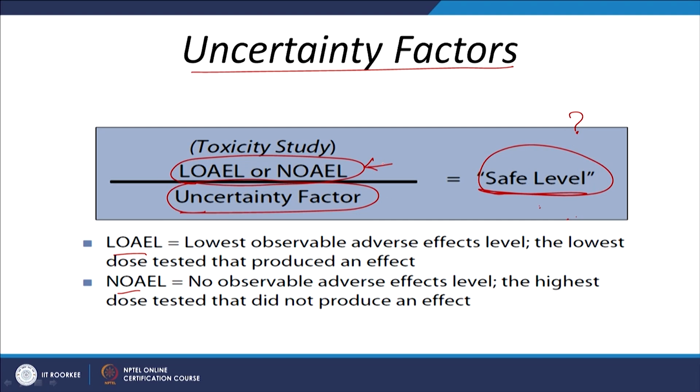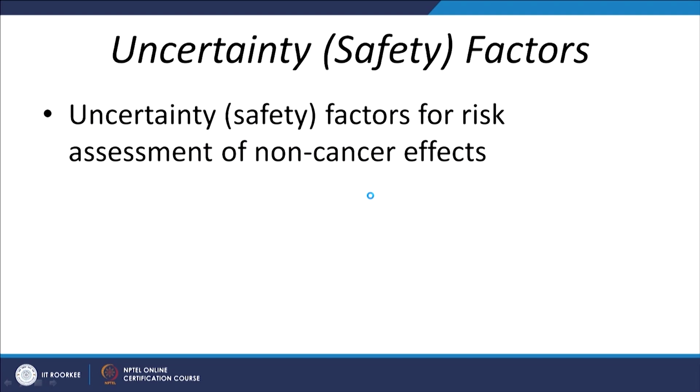So how do I come about the safe level? The safe level here refers to the safe level for humans. We are trying to estimate the safe level in humans based on the relevant experiments or studies on animals. So how do I do that? By dividing the LOAEL or NOAEL by some safety factors or uncertainty factors. So let's look at what they are.